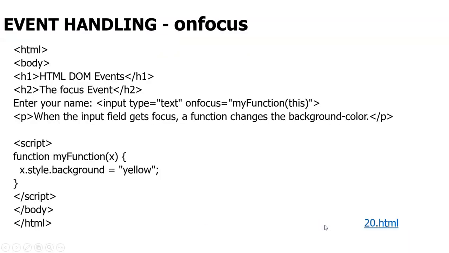Coming to the next one, onfocus. onfocus is when I click somewhere, I don't type anything, but the field gets highlighted. How it should get highlighted is what we tell here. So onfocus is equal to some function, here my function of x is equal to yellow. When I place my cursor in the input text box, my function will be called and the function will perform the yellow color operation. This is how it will work.